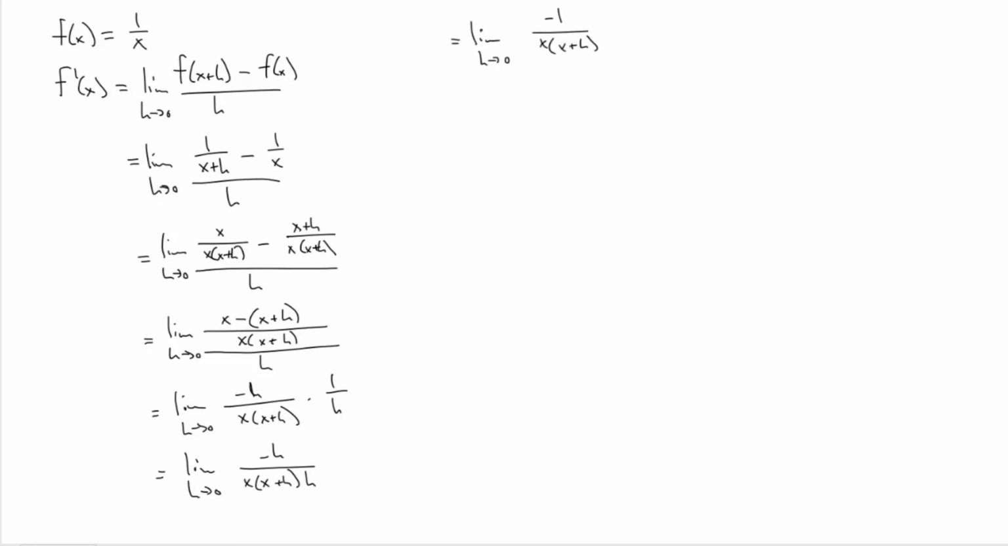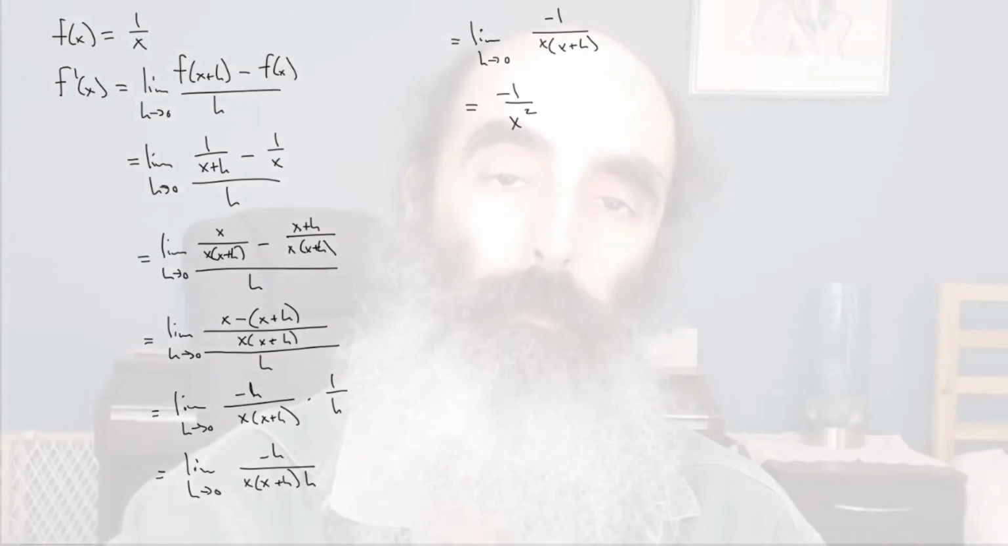And we're left with the limit as h approaches 0 of negative 1 over x times x plus h. This is a rational function that is perfectly well defined at h equals 0, so we can just plug in h equals 0 to compute the limit. And we're left with the derivative of 1 over x is negative 1 over x squared. We're going to do this derivative, the derivative of 1 over x, at least 5 different ways over the course of the semester. It will always come out to be negative 1 over x squared, but we'll learn a lot of different techniques along the way.